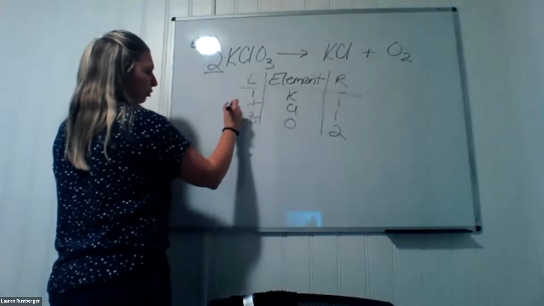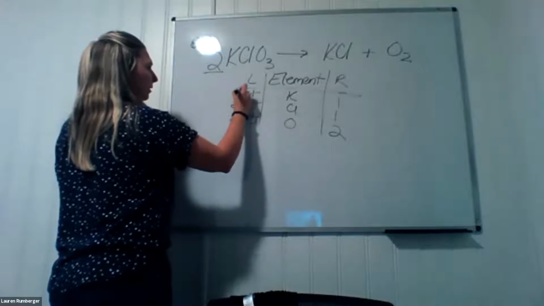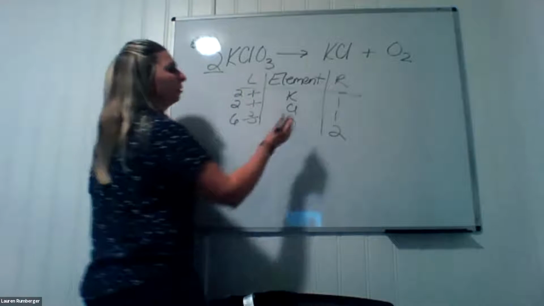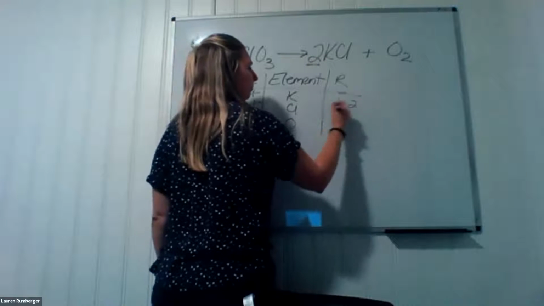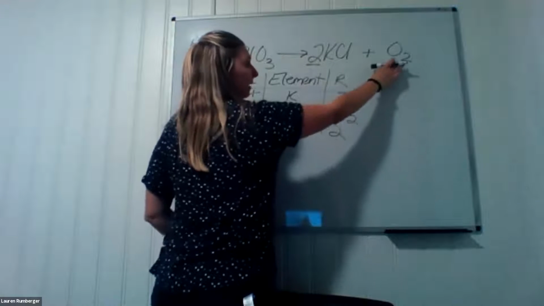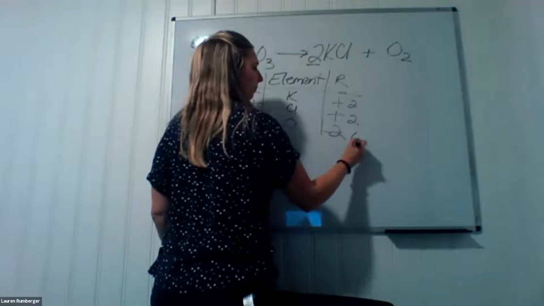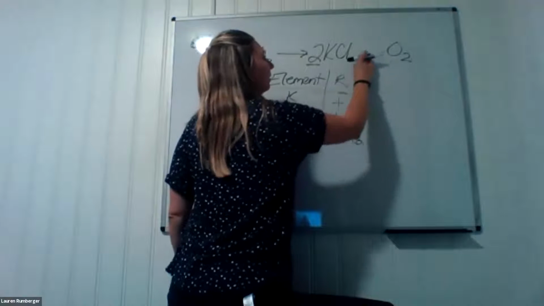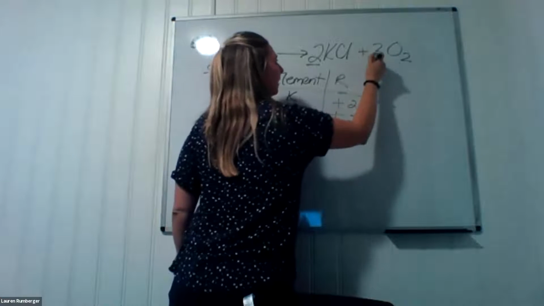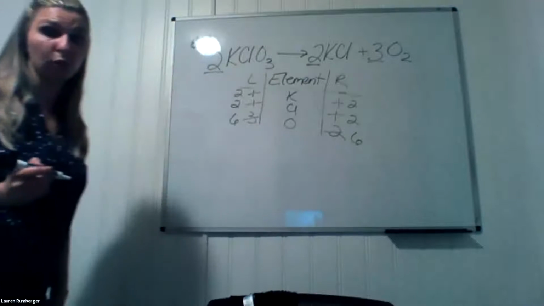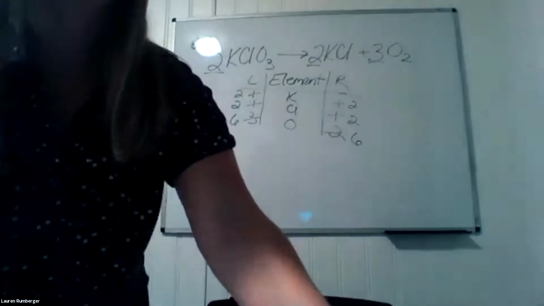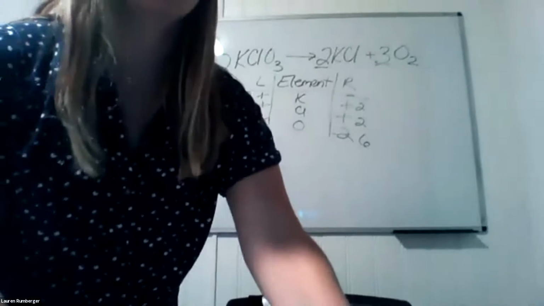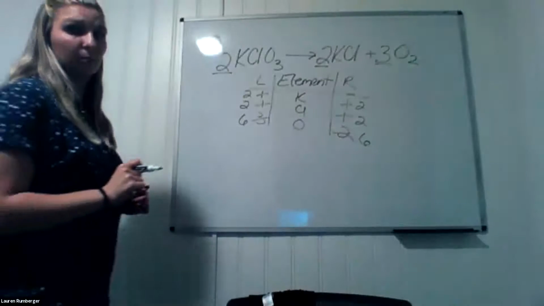That now gives us two potassiums and 2 chlorines. So then we need to put a 2 in front of the KCl. And then to make this 6, we need to put a 3 in front of the O2. Now, what you should notice is that this equation is balanced.